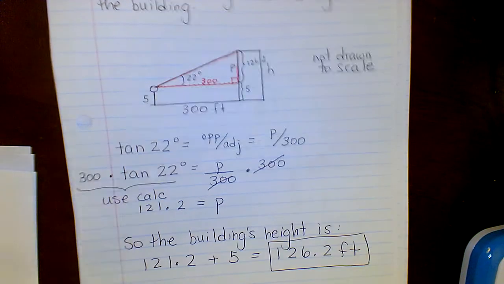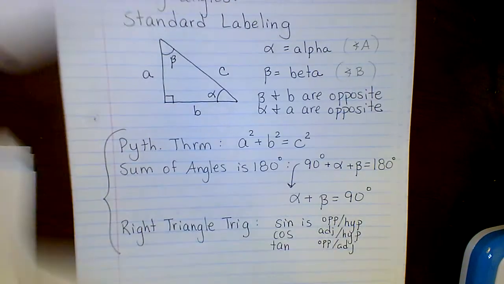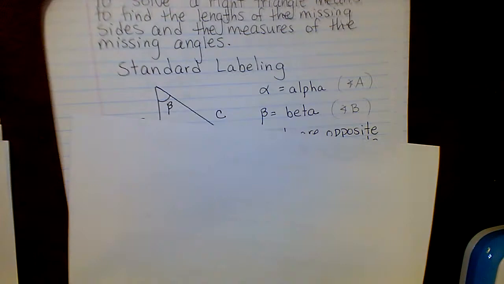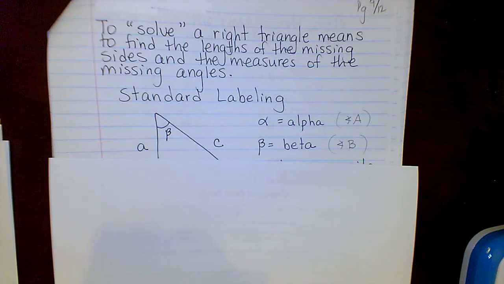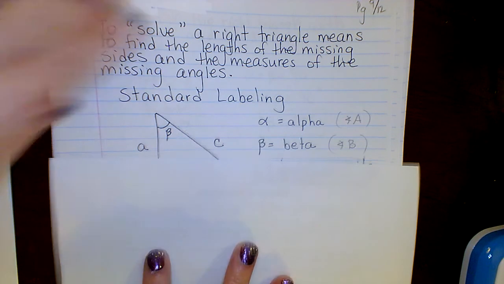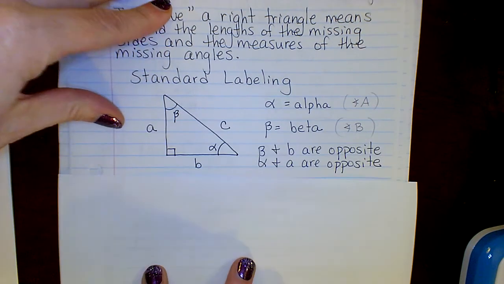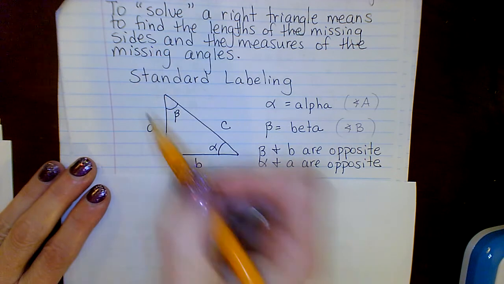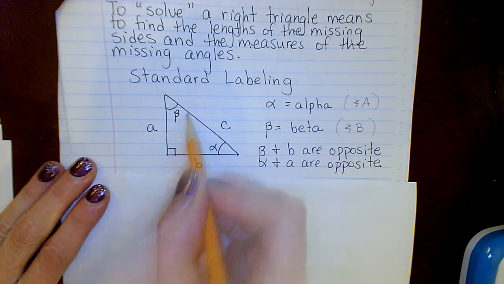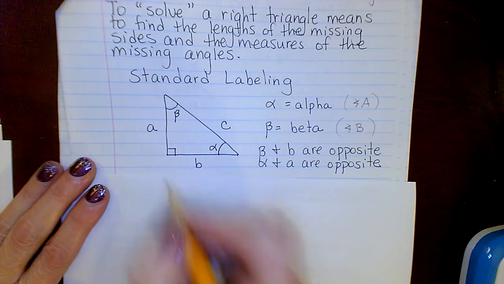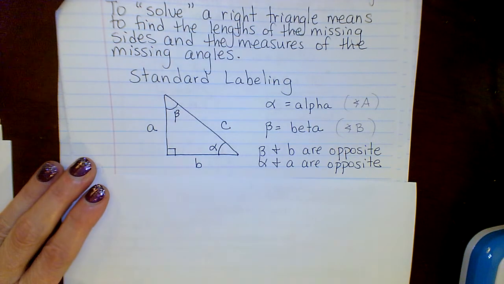All right, so next up is solving a right triangle. Solving a right triangle means finding the lengths of the missing sides and finding the measures of the missing angles. Now, standard labeling here: the legs are A, B, and the hypotenuse is C. The right angle is always opposite the hypotenuse.